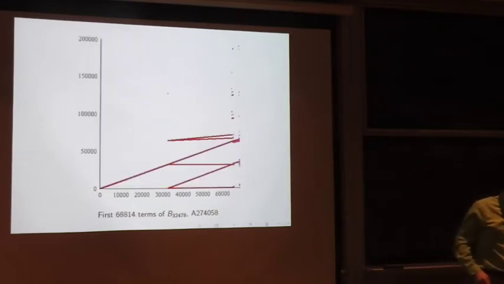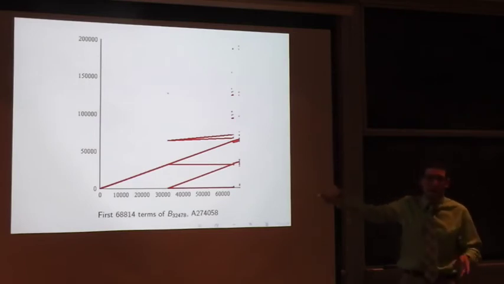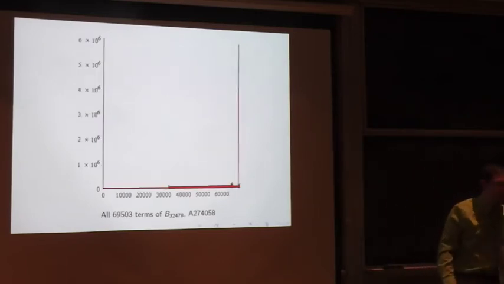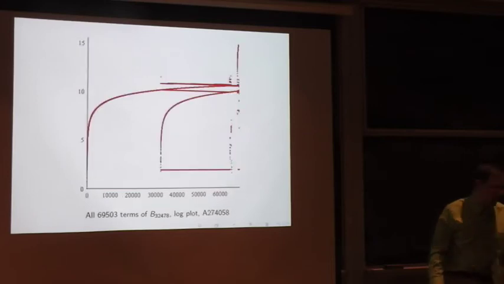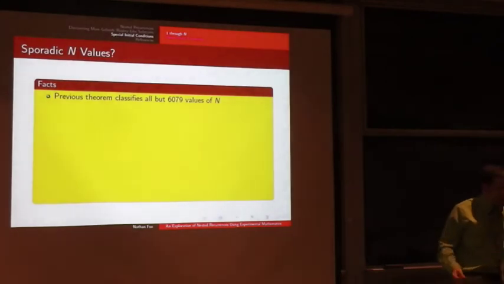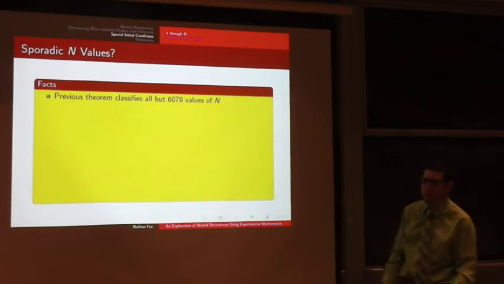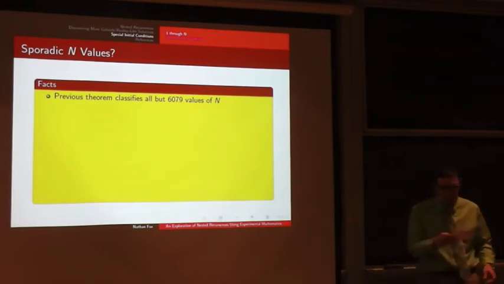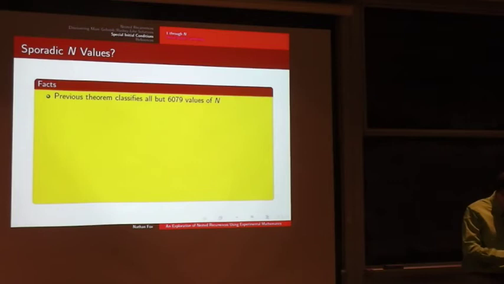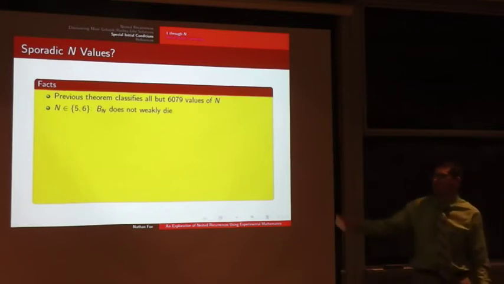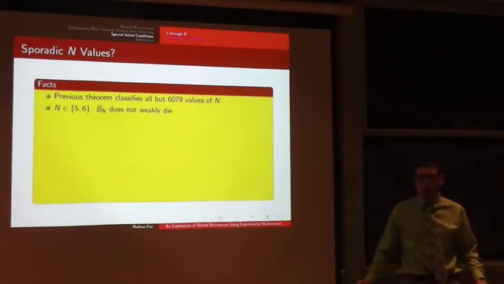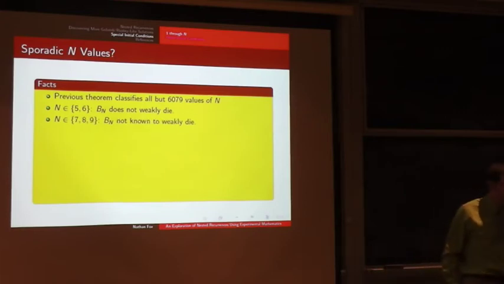Then you generate more terms, and you can see that there is some regularity in the terms before it dies. But then it dies, and some of the terms get huge. So this is a log plot of the same sequence. That previous theorem covers all but just over 6,000 n values. So what can we say about those sporadic n values? 5 and 6 were that slow sequence from earlier, so those don't even weakly die. 7, 8, 9 are sort of like the Q sequence, we don't know.